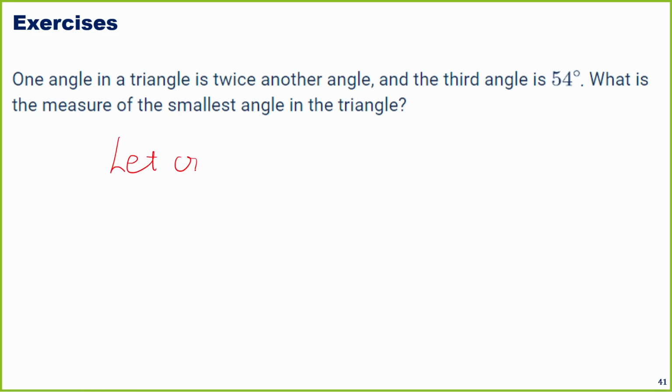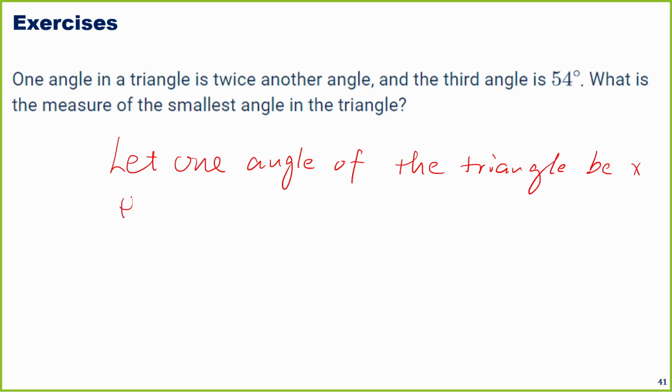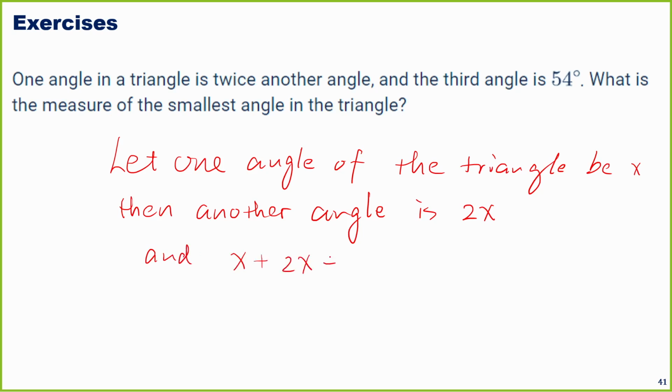Okay, we can let one angle of the triangle be x, right? Then we have another angle that is just twice of it. Therefore, we have an equation in terms of x, right? And we have x plus 2x plus 54 degrees equals 180 degrees. Therefore, one unknown variable with one equation, we should be able to find x.